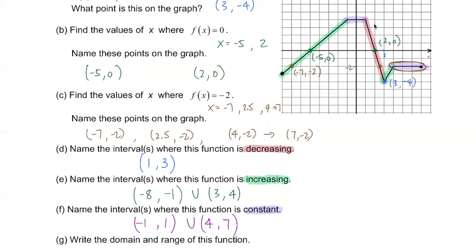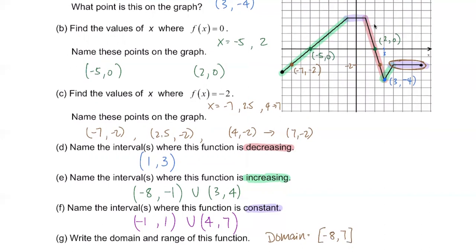So what's the domain? Can X be everything from -8 to 7? It seems like it covers all the values. So we simply say from -8 to 7. And since we have closed circles at those ends, we use brackets to express that.